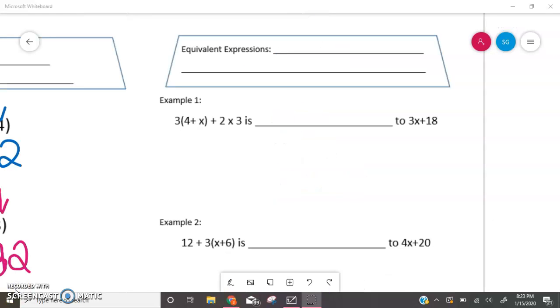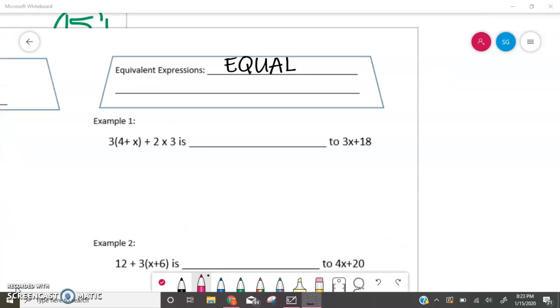We are down to the last one, equivalent expressions. What do you think equivalent means? If you said equal, you are absolutely correct. So for this one, what I need to do is look to see if one side is equal to the other side. And if we're looking here, I see that I need to distribute first. So let me make sure that I do that.